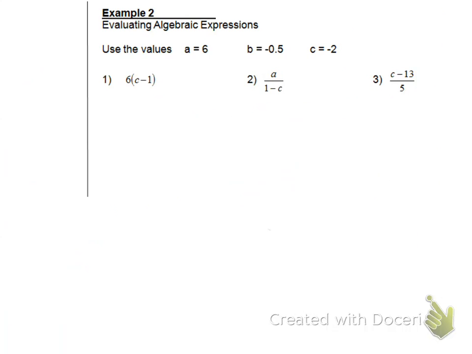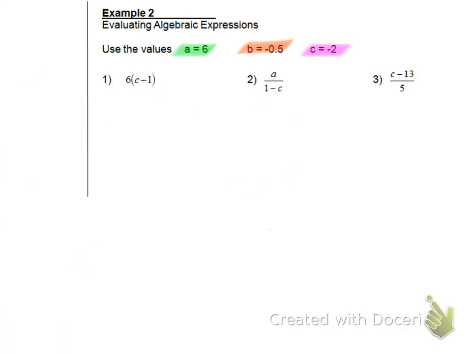Now this is how you're going to typically see algebraic expressions, using variables to represent your numbers. So in this particular problem, A is going to be standing in for the number 6, B will be representing the number -0.5, and C is going to represent the number -2.